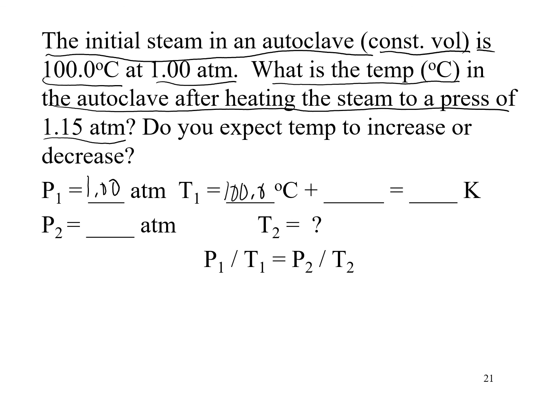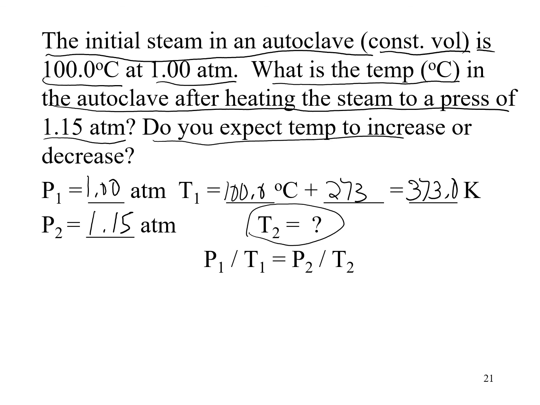And again, for our gas laws, the temperature must be in Kelvin. So we will add 273. So we have 373 Kelvin. Our final pressure is 1.15 atm. We are trying to figure out our new temperature. Now let's look at the question that says, do you expect the temperature to increase or decrease? Gay-Lussac's law says if we increase the pressure, we'll increase the temperature. So we would expect that to increase, and we can check our final answer to see if it's larger than 100 degrees Celsius or 373 K.